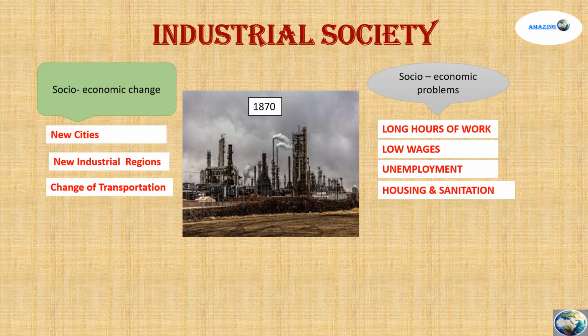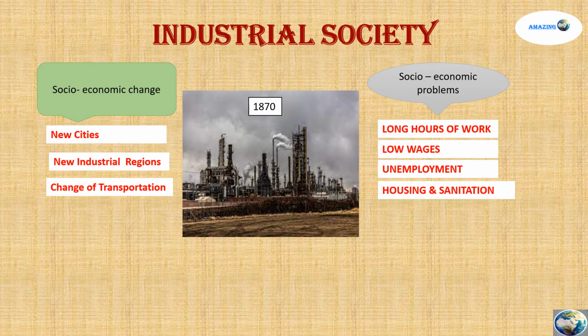Where new cities developed, people moved to cities to work, and so they were made to work long hours so that they could increase production. But the profits were not shared equally with the employees. They were paid low wages. Unemployment was because the factories did not work throughout the year, and so many were left unemployed. Housing and sanitation: as the population increased in these new cities, there were no proper housing and sanitation facilities for such a large population. So these were some of the social and economic problems that were faced in society by the mid 19th century.